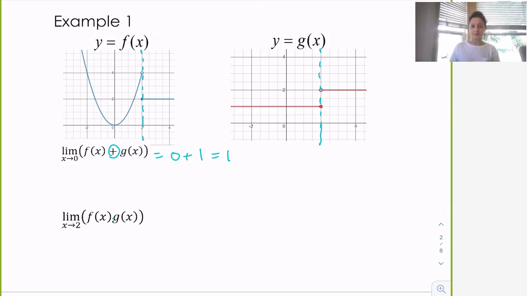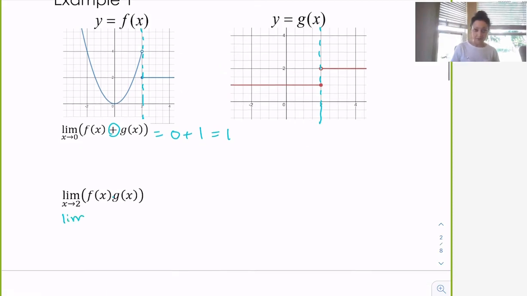For the full limit to exist, what has to be true? The left and the right hand limits have to equal each other, right? So what we're going to do is split this into two problems. Find the left hand limit, find the right hand limit. If those are the same, the full limit exists as well. Okay, so let's try this.